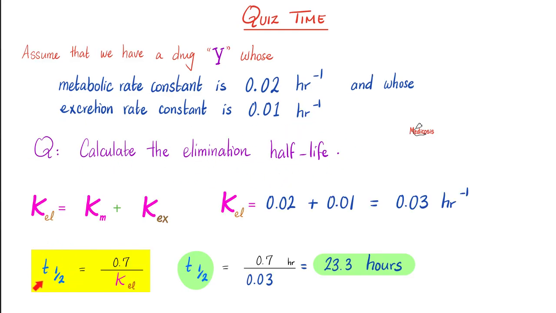Okay, medicoses, I know that half-life equals 0.7 over K elimination, but I don't have K elimination. Yes, they didn't give you K elimination, but they gave you Km for metabolism and Kex for excretion. Just add these two together, you get the K elimination, which is 0.03 hour to the power negative 1, and then 0.7 over 0.03, the hour that was here, because it's power negative 1, should go upstairs. You do the math, it's 23.3 hours. That's your answer.